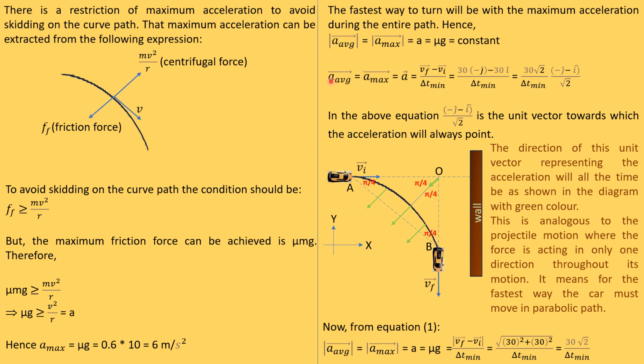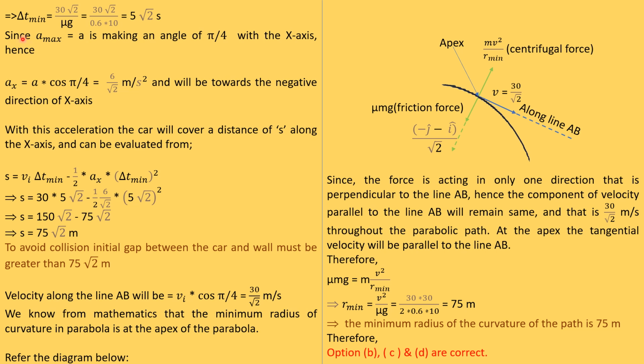Now if we take the magnitude of acceleration, it will be 30 root 2 divided by delta t minimum, because the magnitude of this is 1. This is a unit vector. So from here we will get this delta t minimum, and that will be 5 root 2 seconds.